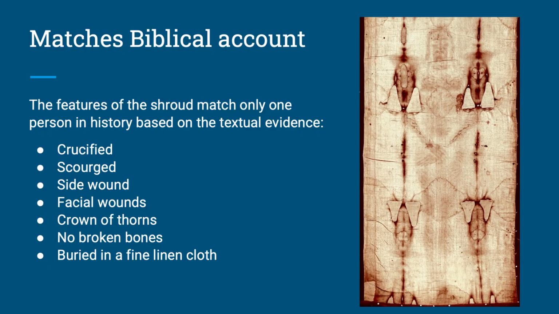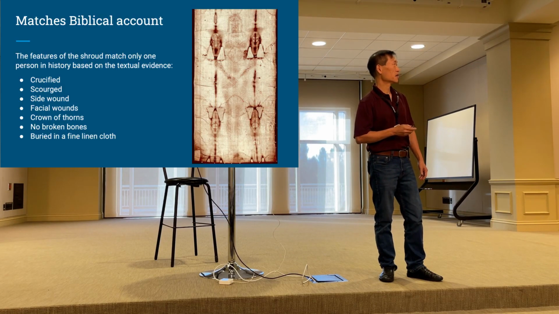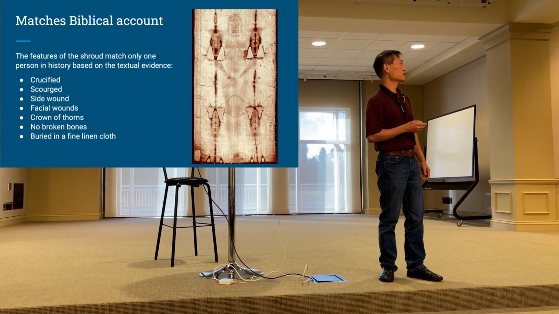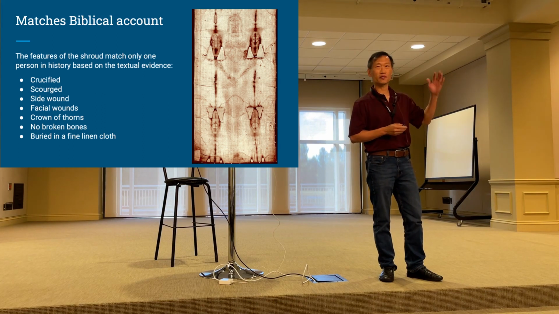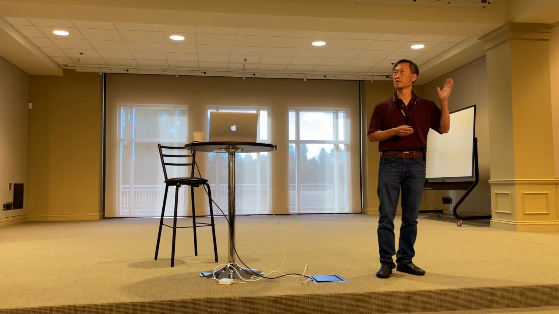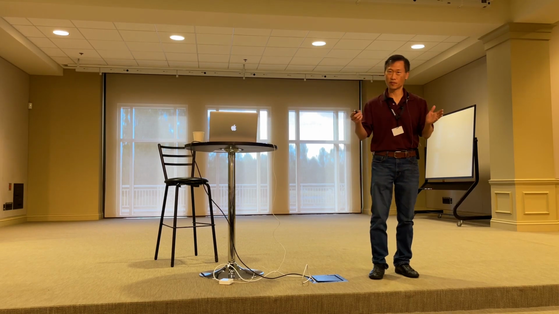And we see that it is Jesus of Nazareth because the features of the shroud match only one person in human history that has been crucified, that has been scourged, that has a side wound, facial wounds, crown of thorns, no broken bones, and buried in a fine linen cloth. And the Shroud of Turin has all these features that depict Jesus of Nazareth. So at this point, I've argued that the Shroud of Turin is not a medieval fake. It's not a painting. It is from the 1st century, and it is Jesus of Nazareth.